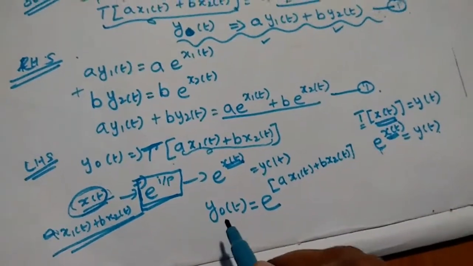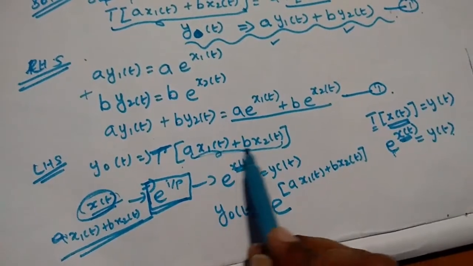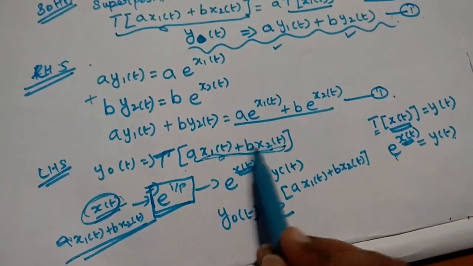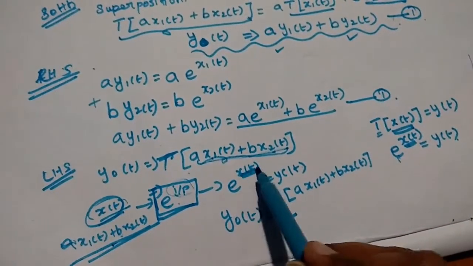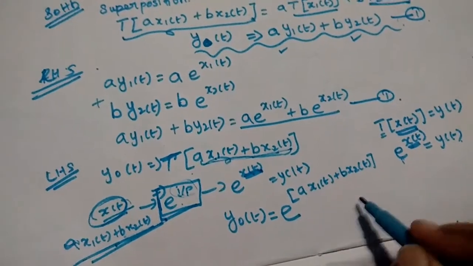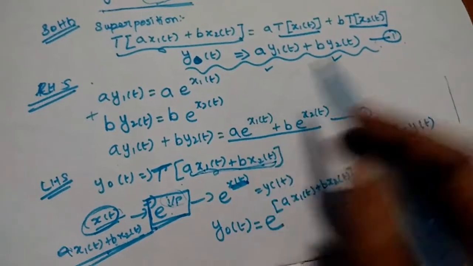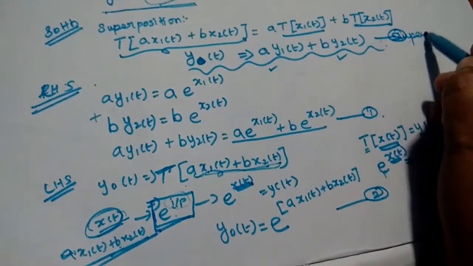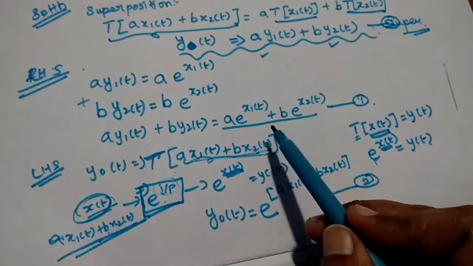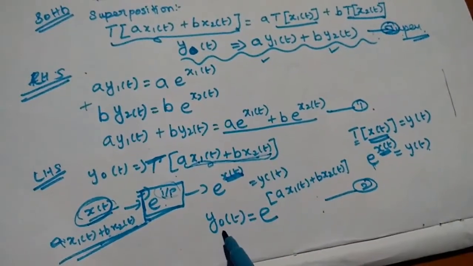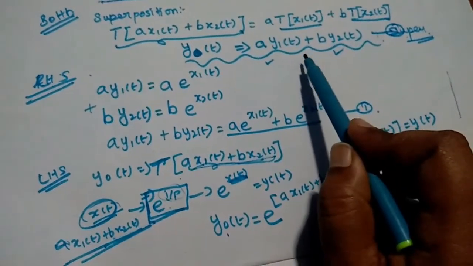Do you all understand what the overall output of this is? So this x of t is replaced by the whole term, the weighted sum of inputs. So this is my second equation, the overall output. This is the condition, the superposition principle, right? So now we are going to equate these two. Compare. Both should be equal because y naught of t is equal to a y1 of t plus b y2 of t. That is the superposition.